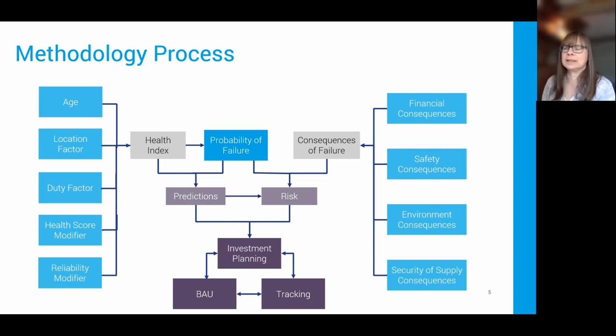What you notice, if you've not seen this too much before, is that on the left-hand side of the screen, you've got everything that relates to the asset health and health index. And then on the right-hand side of the screen, you've got things that relate to the consequences of failure. And then those two things come together to make risk. And we've done previous presentations on that. And then the rest is to do with future planning and investments. So we're going to concentrate mostly on these blue boxes today and how we fill those in.